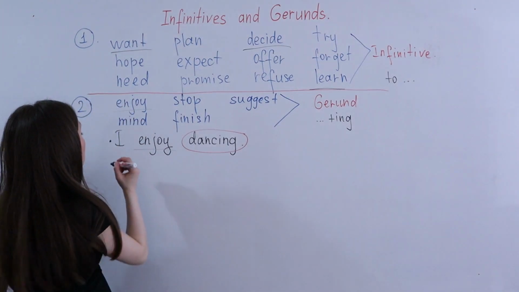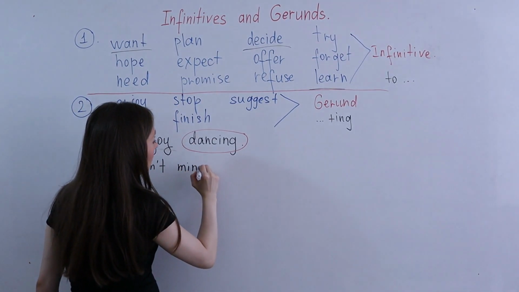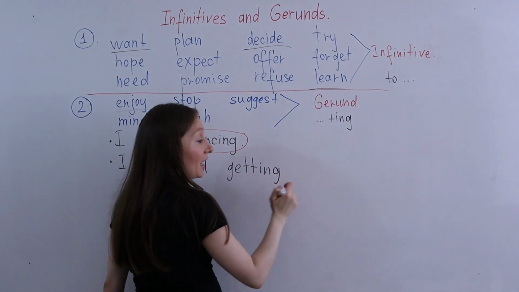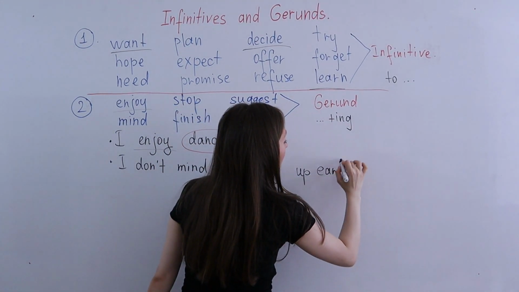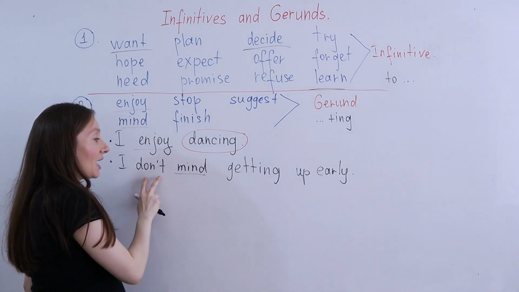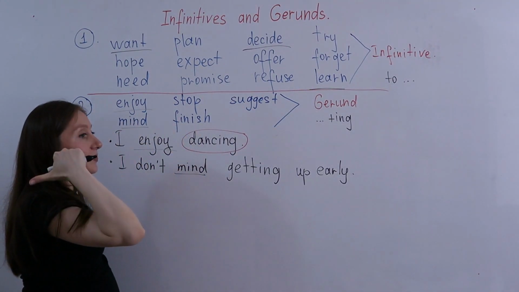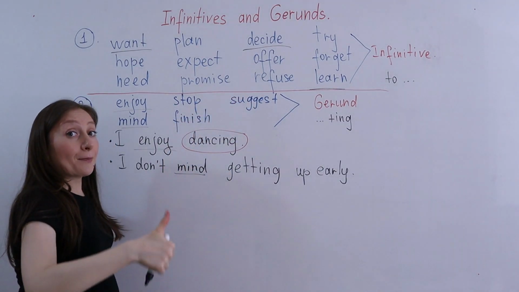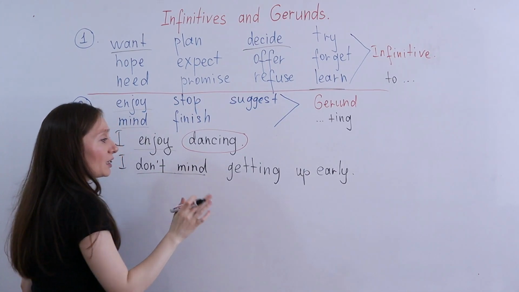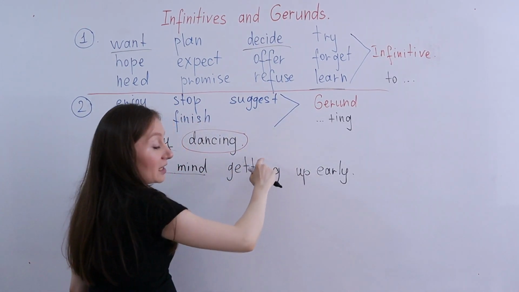Let me write this example for you. I don't mind getting up early. So I use getting. So where is the verb? Mind. I use the negative form. As I told you, you can play with these verbs. It can be in the past, in the present, in the future. It can be a positive sentence or a negative sentence. Right here we use the negative one. I don't mind. All right, mind. Okay, second group of the verb, gerund, getting.